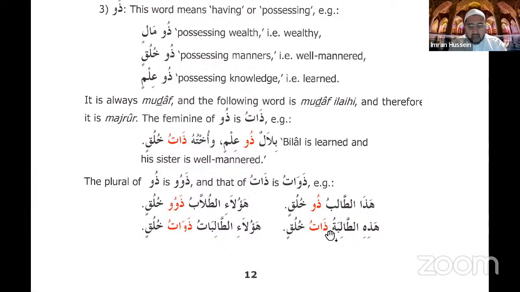Dhu khulukin, dhatu khulukin. We will put "is" after the word at-talibu. So hadha talibu is one word together. We'll be translating this: this female student is possessing good manners, and this male student is possessing, or is well mannered. Is that clear?